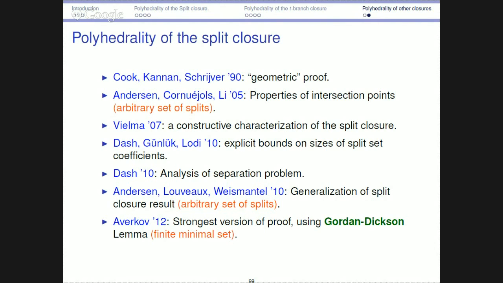And the strongest result regarding split closure is the one given by Averkov. He used the Gordan-Dickson lemma, and this gives you not only an arbitrary set of splits, but also you find a finite minimal set of dominating splits.